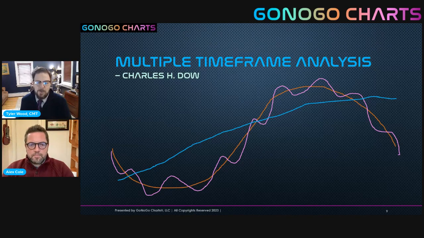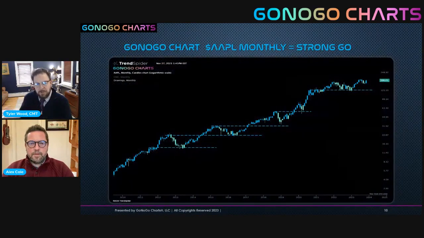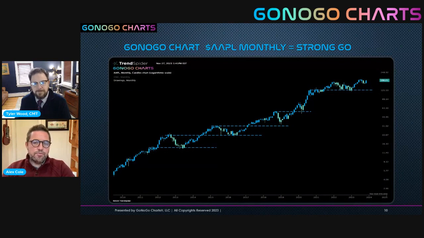So, Alex, let's walk through some examples over multiple time frames, showing GoNoGo charts in those multiple contexts. For sure. And then we're big believers, of course, in that process of stepping through the timeframes. And we can start really even further out than we did at the beginning. We were looking at weekly charts. This is a monthly chart of Apple, and you can just see the trend.